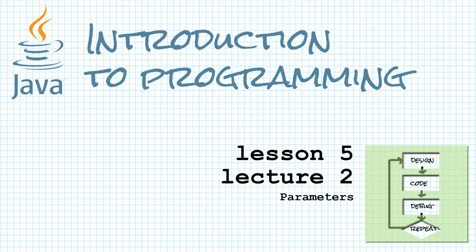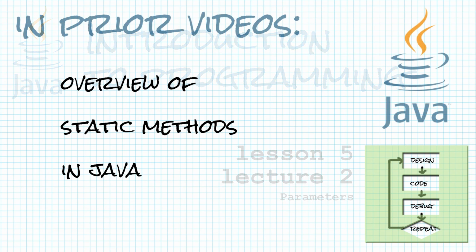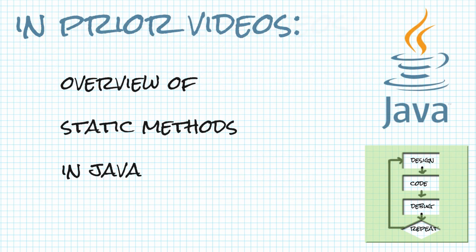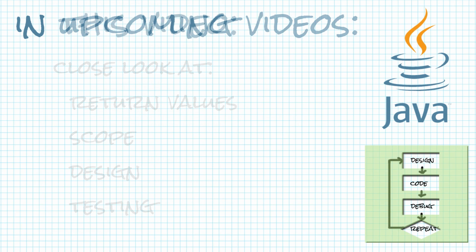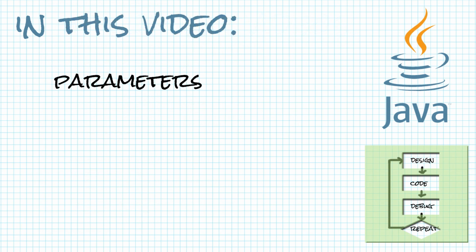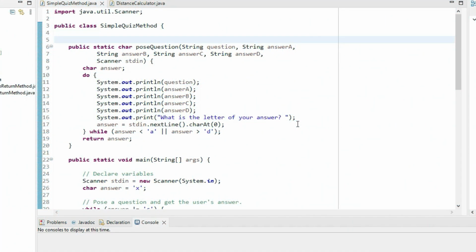This is the 27th video in the Introductory Programming in Java full course, and the second video of Lesson 5, Static Methods in Java. In the last video, we looked generally at static methods in Java. We'll spend the next few videos taking a closer look at different aspects of Java methods. Today, we're going to take a deep dive into parameters. Let's get right into it.